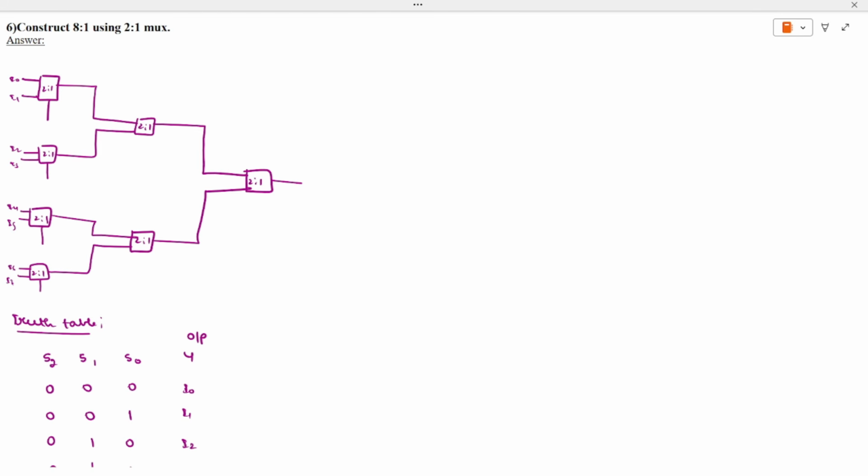Now you have to construct an 8:1 mux using 2:1 muxes. Let us do it the same way. How many inputs will you take? That is 2 power 3, so you will take 8 inputs, and name them I0 to I7.